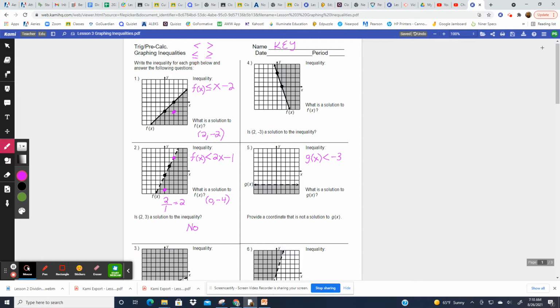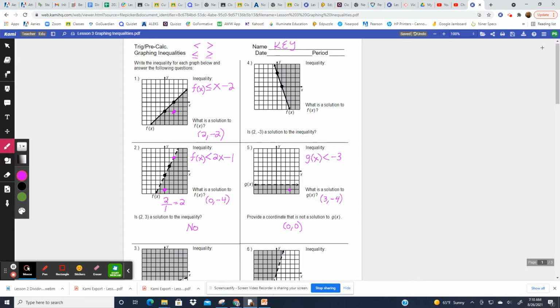So what is the solution? Maybe I'll come over here. 1, 2, 3, negative 1, 2, 3, 4. So 3, negative 4. Provide a coordinate that is not a solution to g of x. You can choose any point not in the shaded region. I would just choose the origin because it's easy. I would just say 0, 0. So the origin is not a solution because it's not part of the shaded region.